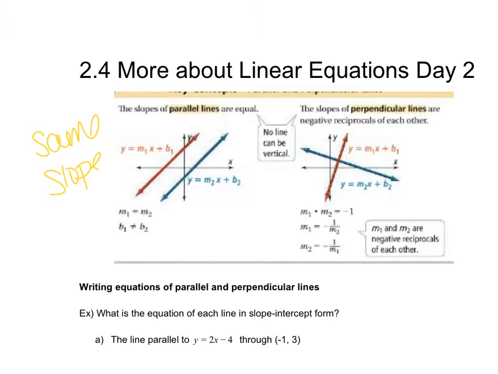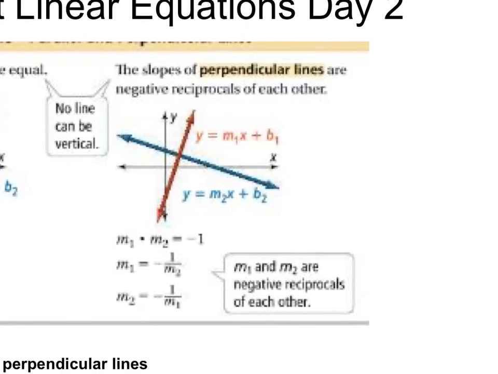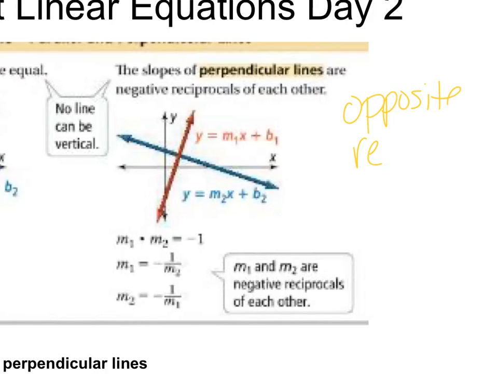Perpendicular. So if you don't know what the word perpendicular means, it means that they make a 90-degree angle. So they intersect at a 90-degree angle. Perpendicular lines, their slopes are opposite reciprocals.